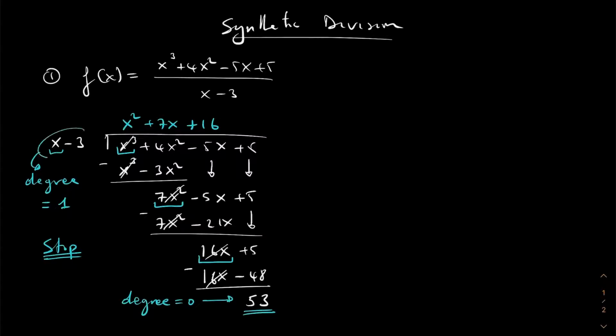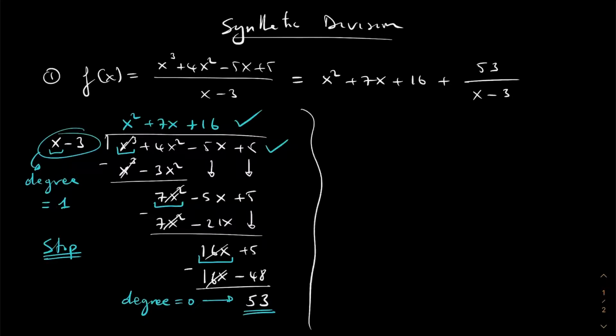Up here, you're going to have the quotient, and the divisor and the dividend. And so you can go ahead and rewrite your function f of x as equal to the quotient plus the remainder divided by the divisor. And so you're going to have x squared plus 7x plus 16 plus 53 divided by x minus 3. And so this is how you would do this particular problem if you were to use long division. Now let's see how this will work out if you were to use synthetic division.